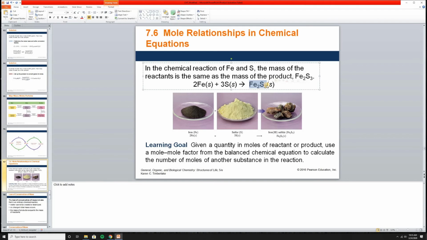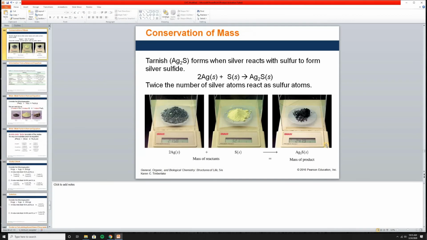But you can do it in mole ratios too, just like this picture shows. You can say that 2 moles of iron react with 3 moles of sulfur to create 1 mole of Fe2S3. You can say this in a mole quantity. And that makes sense because of the law of conservation of mass.